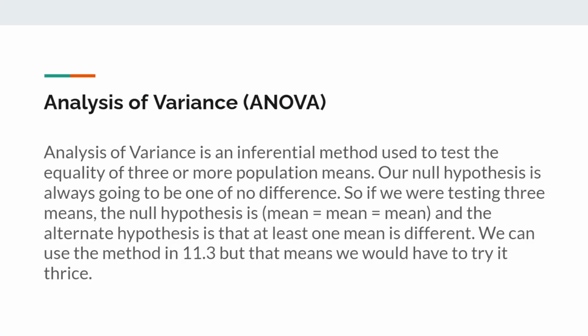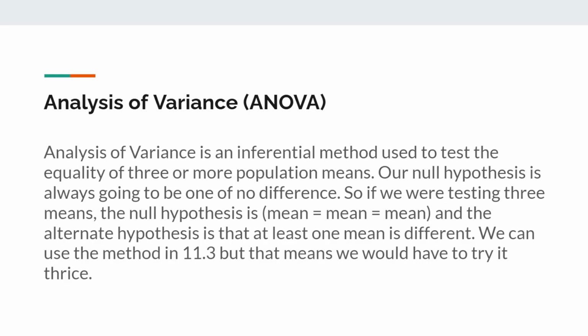So what is ANOVA? ANOVA is an inferential method used to test the equality of three or more population means. Our null hypothesis is going to be one of no difference, so the means will be the same. If we're testing three means, the null hypothesis is mean equals mean equals mean. And the reason we have to do this is because we're checking sample means and not population means here.